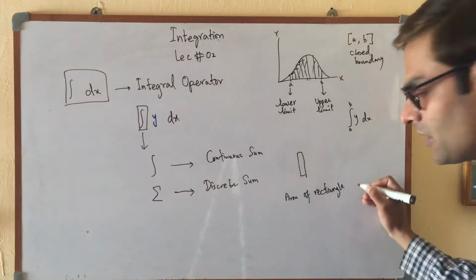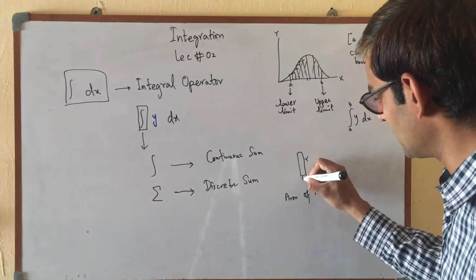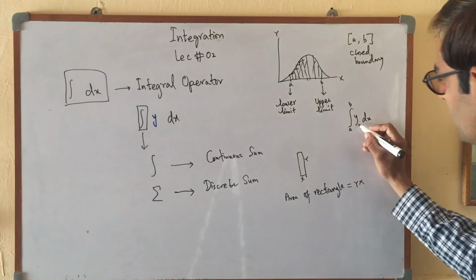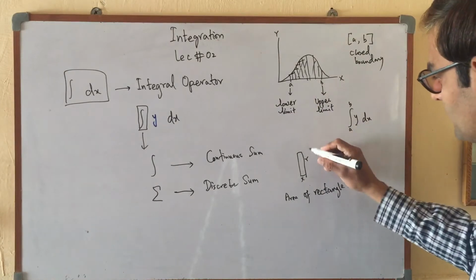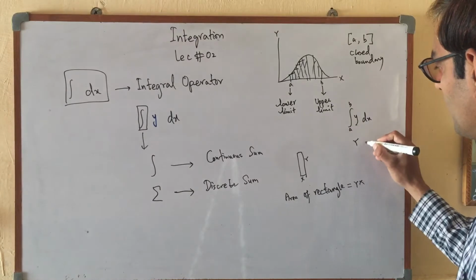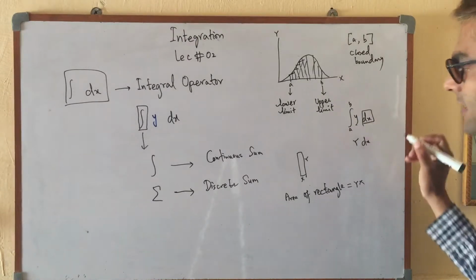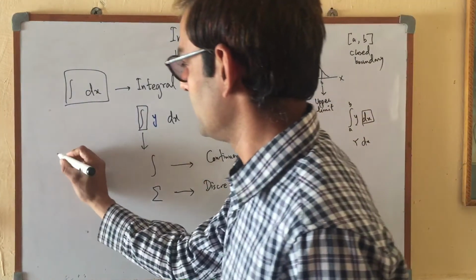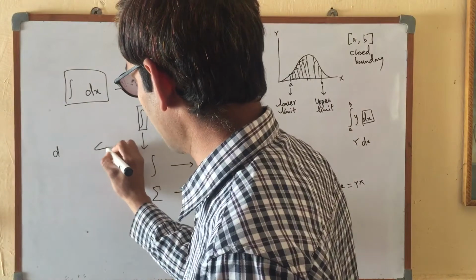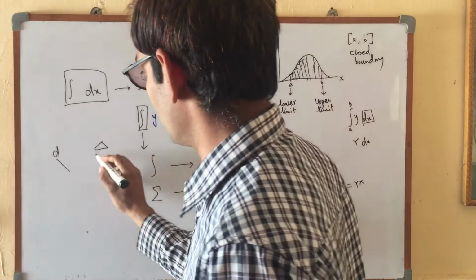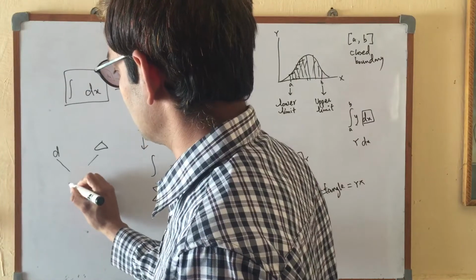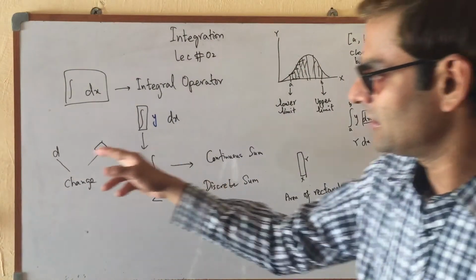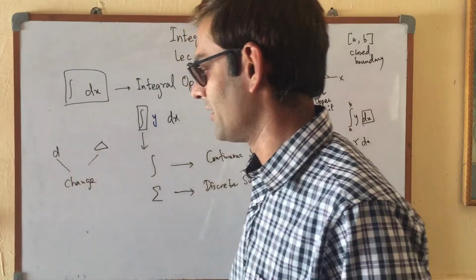We know the area of a rectangle. Suppose this is y and this is x. The area is y times x. Here it is the sum of y dx, where y is the vertical axis and this is dx. Why do I write dx? Because I make small sections. Small d and capital D both mean change.